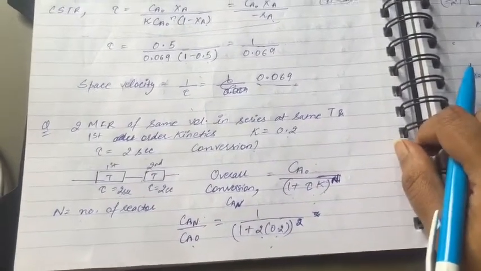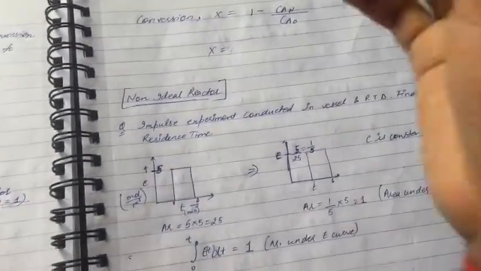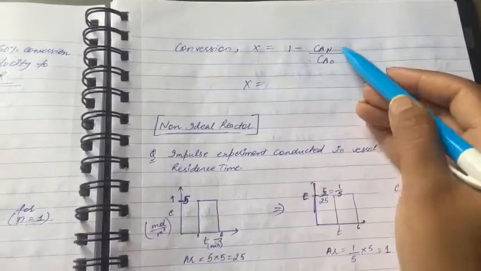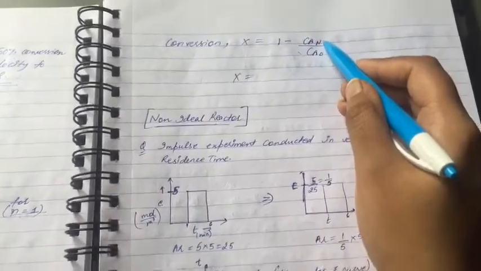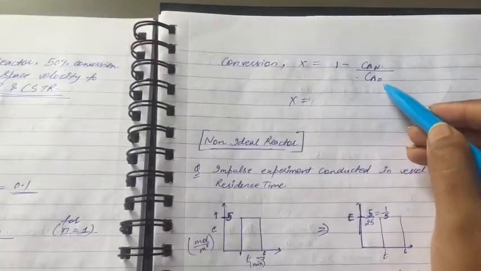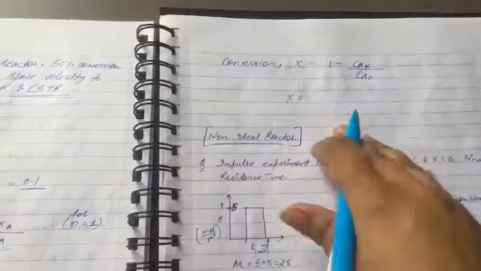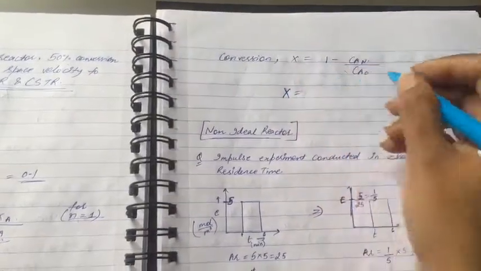So overall conversion x is 1 minus CAN, the overall concentration, by initial concentration. So we can calculate our x from here.